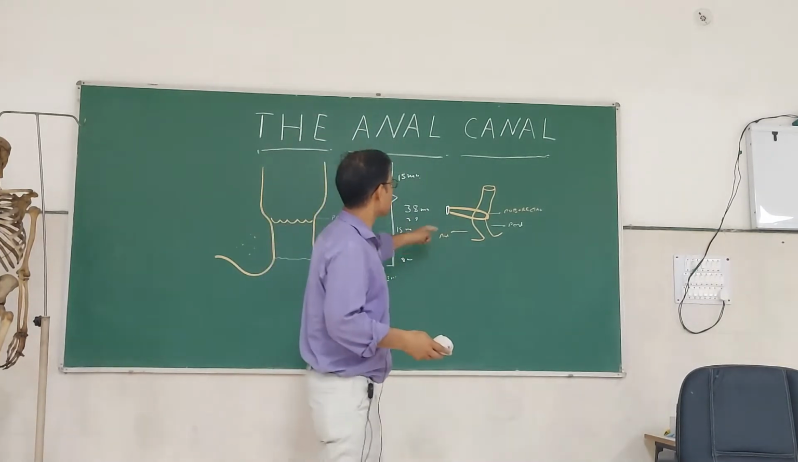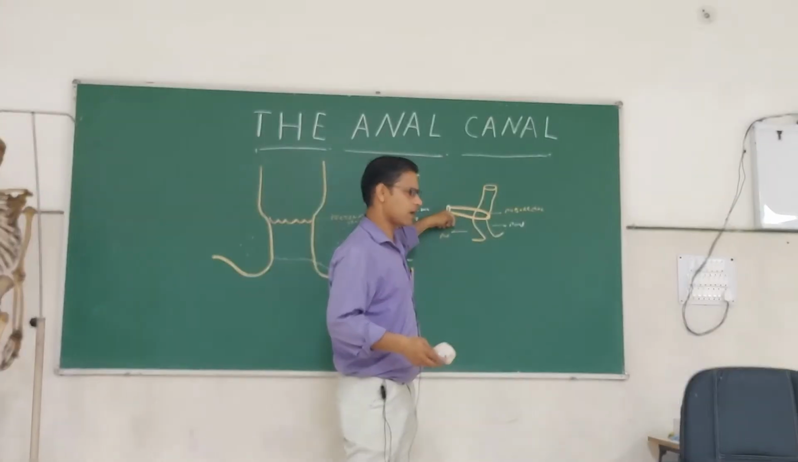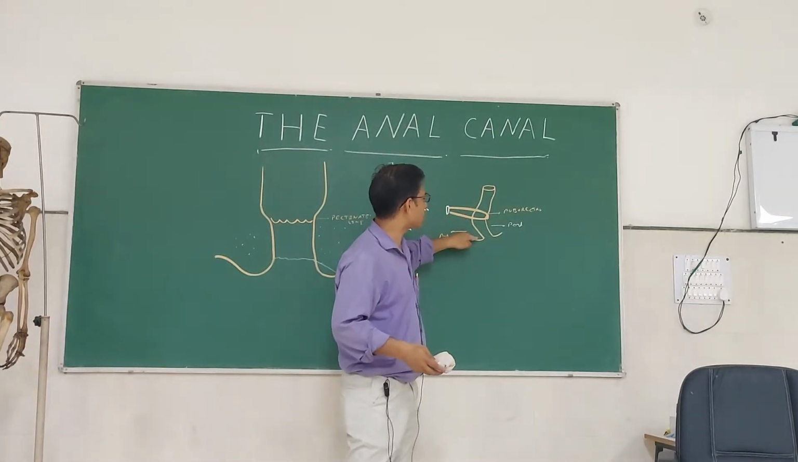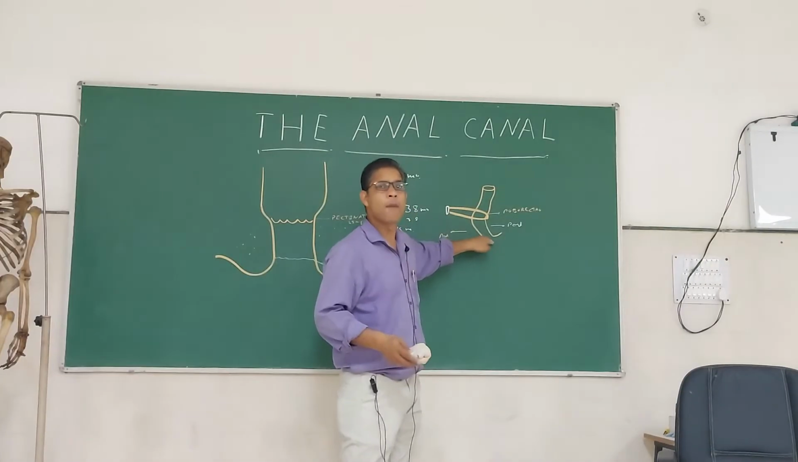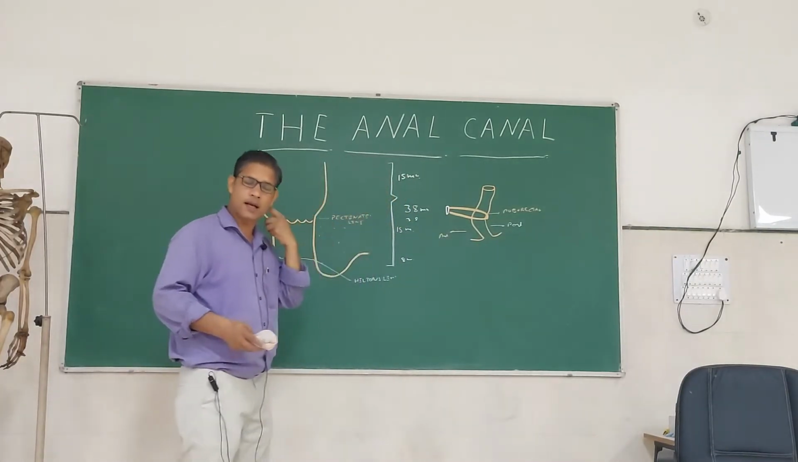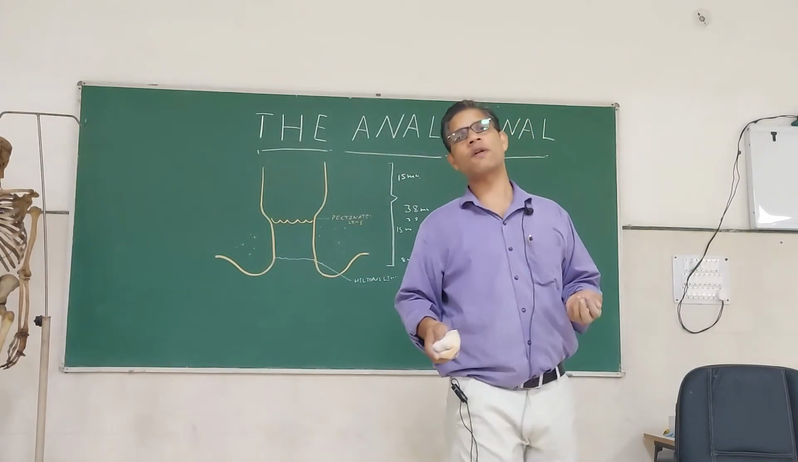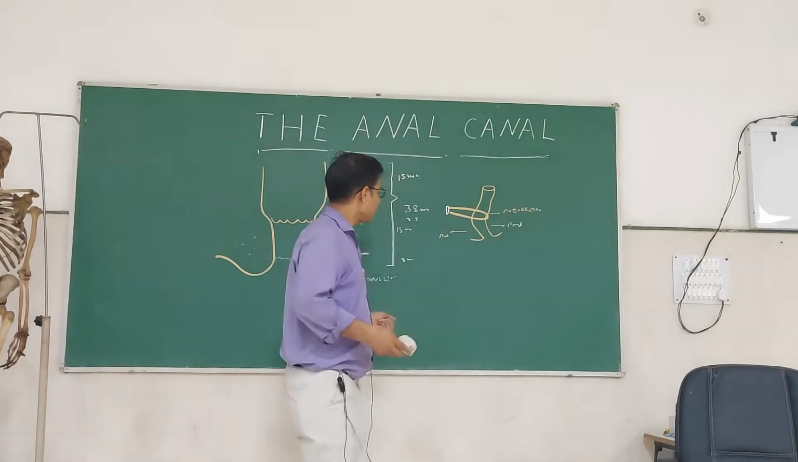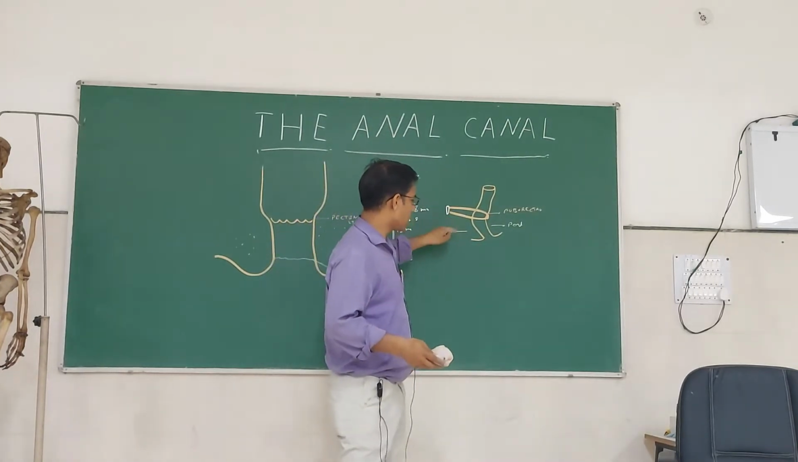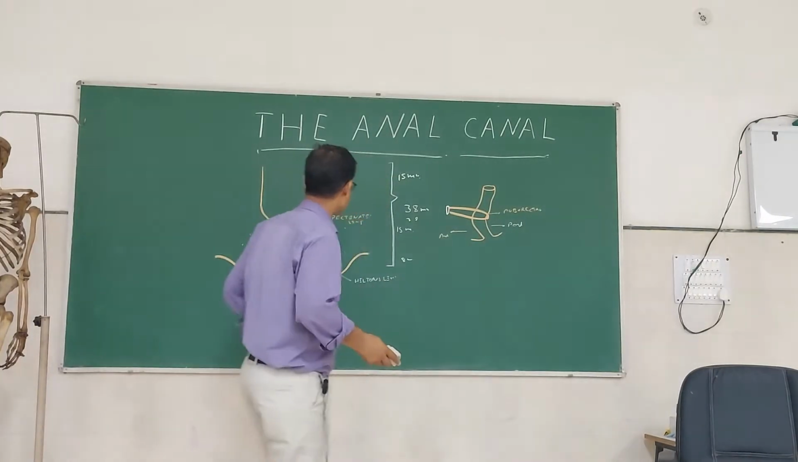Okay. So this is the puborectal sling which is making this anal canal curve, and the anterior wall is shorter in comparison to the posterior wall. So this 3.8 cm canal is the distal continuation of the rectum, that is curved anteroposteriorly, and there is the puborectal sling.